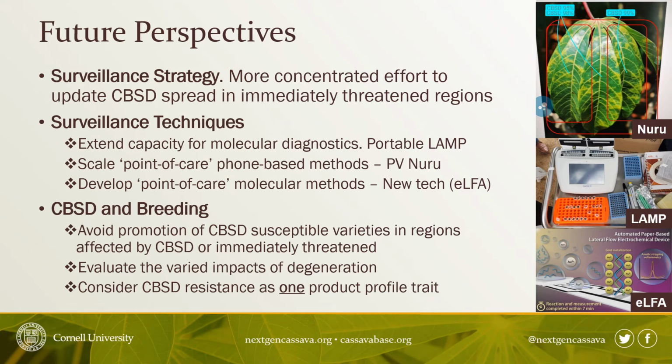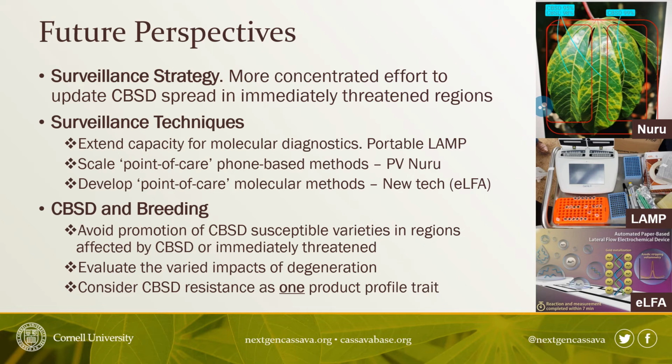And with respect to brown streak and breeding, what are some of the reflections that we have on how breeding should think about brown streak disease? Firstly, clearly, when we know which areas are affected, so within a country what the status is in the parts of the country, it's important for us to avoid promoting CBSD susceptible varieties in regions affected by CBSD or those immediately threatened. So if we're working in areas that are near to areas that are CBSD affected, then we should not be promoting susceptible varieties.